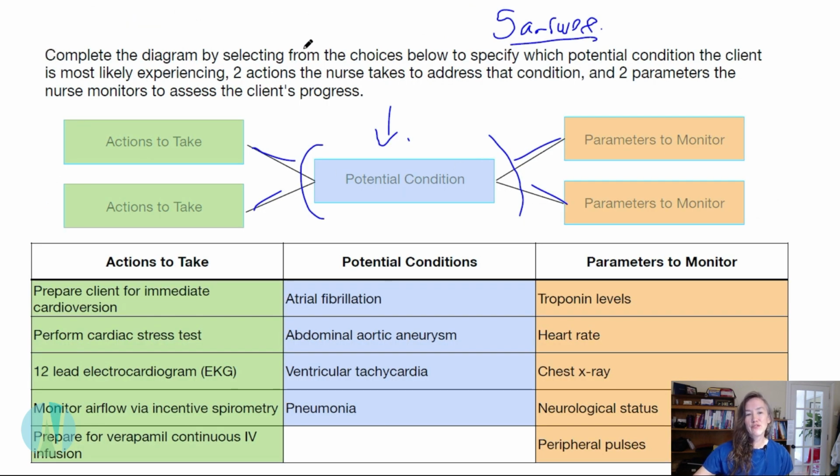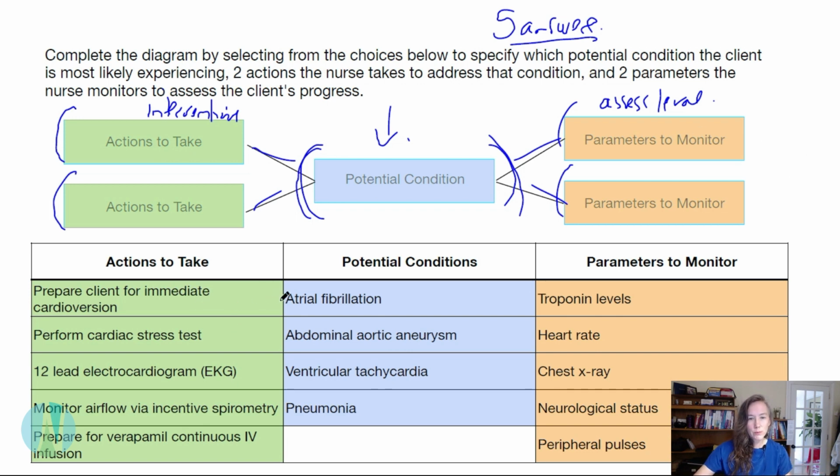Complete the diagram by selecting from the choices below to specify which potential condition the client is most likely experiencing. So that's the middle part. Then 2 actions the nurse takes to address that condition, so you're going to pick 2 answers here. And then 2 parameters the nurse monitors to assess the client's progress. I start in the middle always. What is that potential condition? What could it be? And then you're going to drag that answer into the center. And then what would be 2 interventions that you would choose to address that problem? And then what would be some things that you would be assessing or evaluating for that condition?